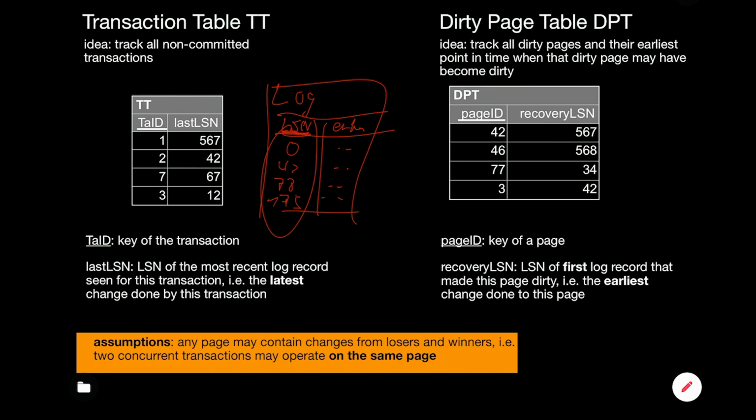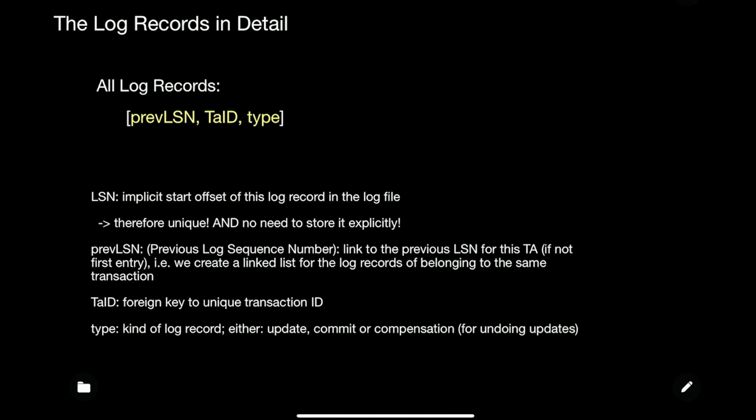Again, we make these assumptions that, as I told you before, any page may contain actions from losers and winners. In particular, if you write out a dirty page, it may be that on the database store, in the persisted file, you have changes from winner and loser transactions on the same page. But we will be able to handle that.